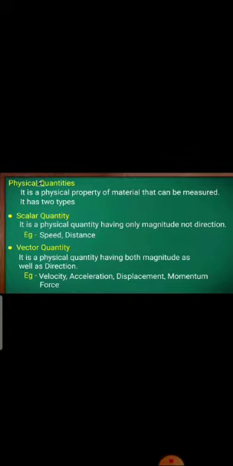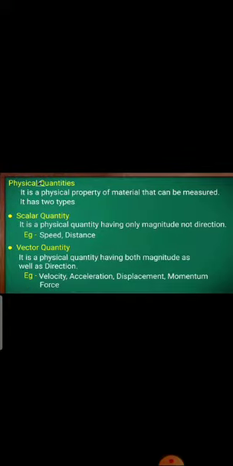Now, in motion, we have to consider three important points here: linear motion, circulatory motion, and oscillatory motion. When a body is moving in a straight line, it is called linear motion. When a body is moving in a circular path, it is called circulatory motion. And when an object is moving in a to and fro or vibratory path, it is called oscillatory motion. Next is the physical quantities.